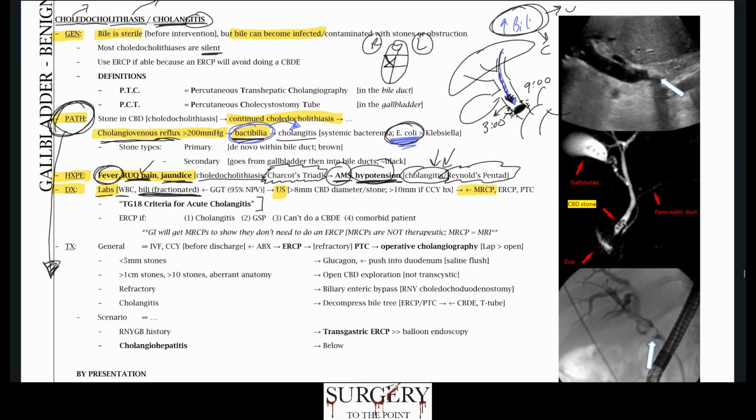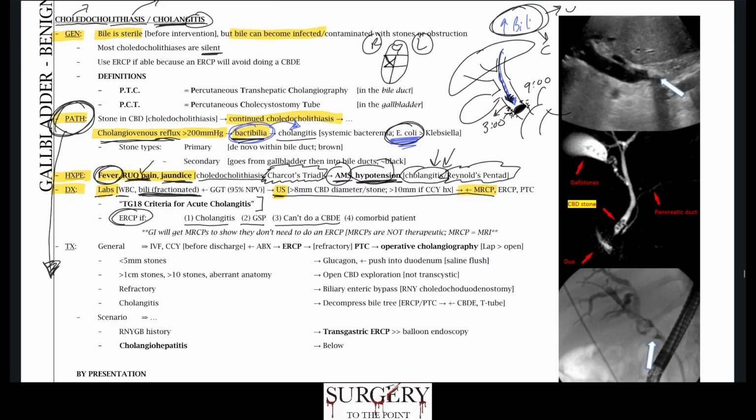So let's say you've done your labs, you've gotten your imaging workup. Should you consider an ERCP? And my takeaway for this is you should consider an ERCP if there's cholangitis, if you have gallstone pancreatitis, or if you can't do a common bile duct exploration.